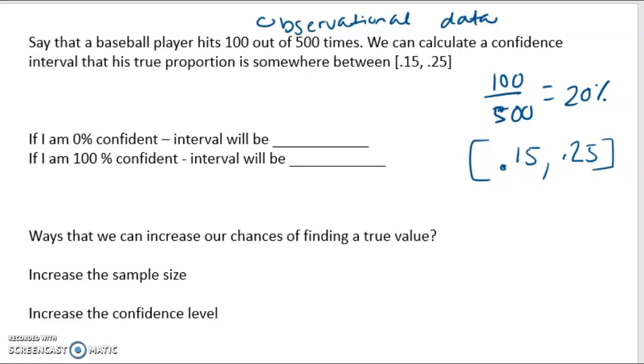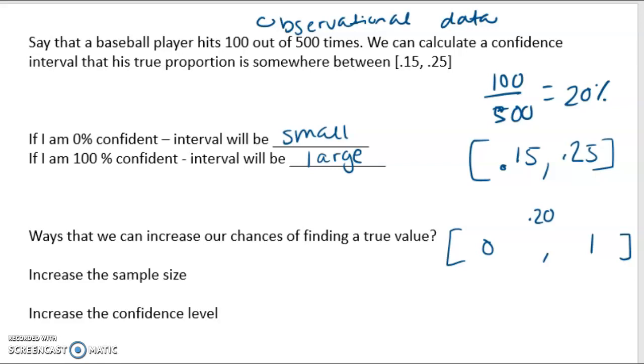If you're 0% confident, that means your range is going to be super, super small. So if I'm 0% confident, that means that I might think that the actual number is 0.20. But I'm not 100% confident that that could be it because I've only looked at 500 samples. Okay, so if I want to be 100% confident, my interval is going to be really, really big. And that means that I'm going to spread out my interval to be a lot bigger. And maybe I say that he even hits between 0 and 1. Well, of course that's true. I'm 100% confident that that's true because a proportion can't go over 1.